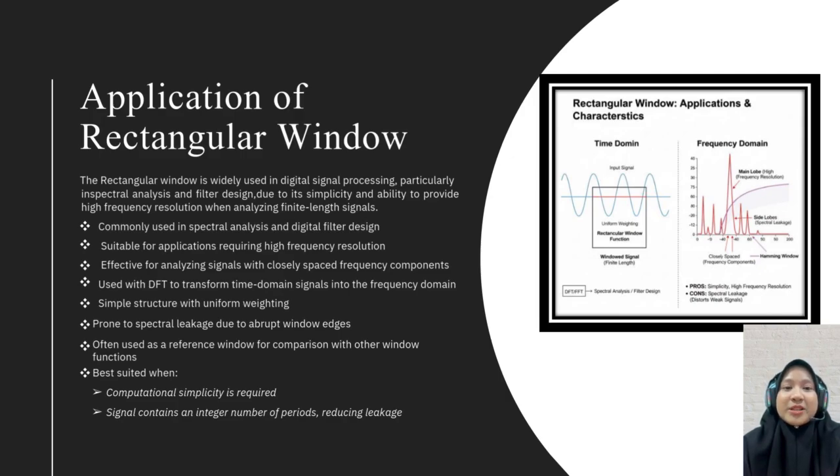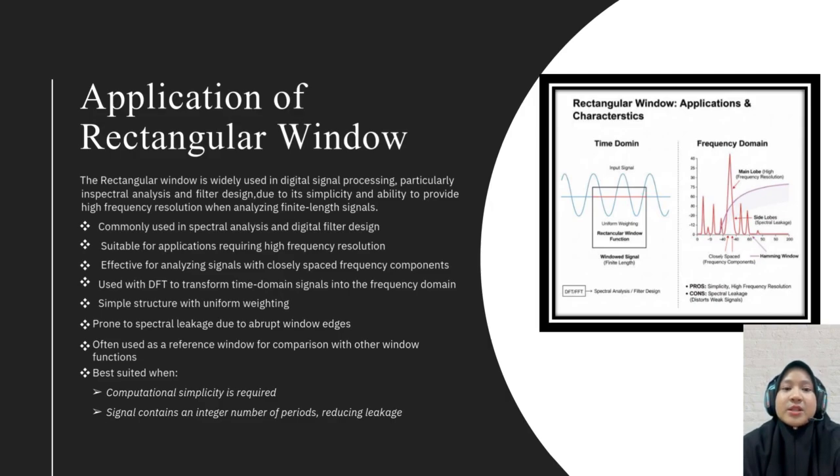One common application of the rectangular window is in spectral analysis, where it is used together with the discrete Fourier transform or DFT to convert time domain signals into the frequency domain. The rectangular window is also suitable for applications that require high frequency resolution, particularly when analyzing signals with closely spaced frequency components. Its narrow main lobe helps distinguish these frequency components clearly.